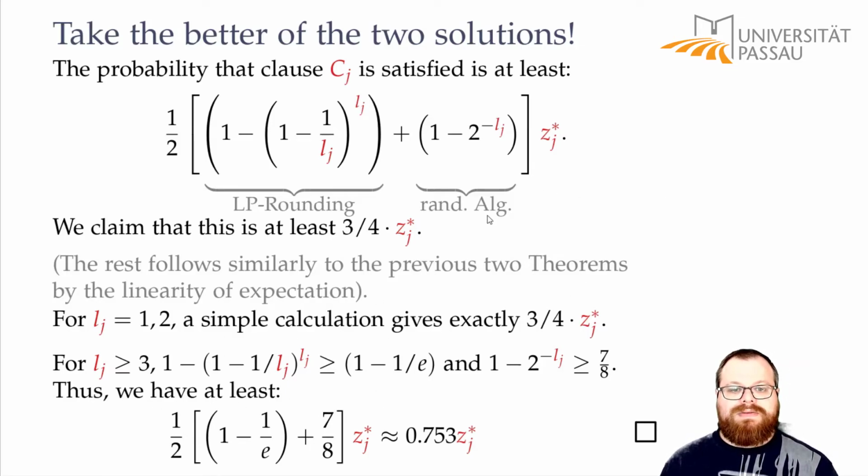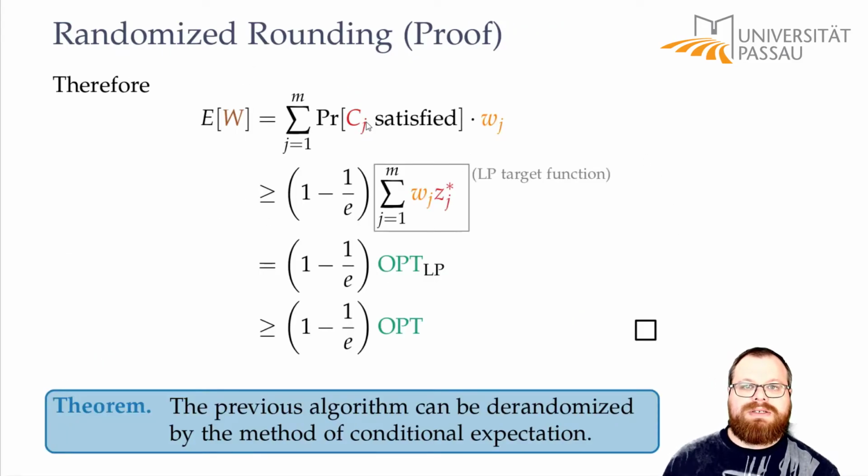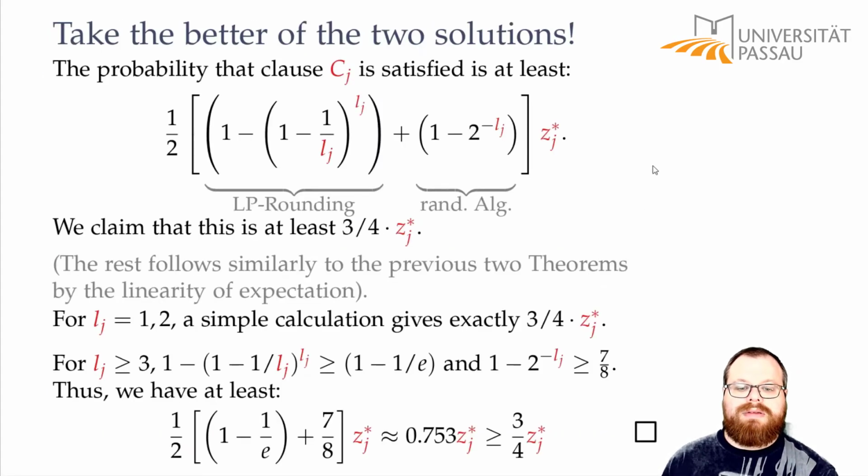And that means for every clause, the probability that it is satisfied is at least 3/4 times its assignment in the optimum of the LP relaxation. And then we can continue exactly as here. We have the probability that it is satisfied, which is 3/4 times z_j star. So instead of 1 minus 1/e, here we have a 3/4, and then we get a 3/4 times opt. So this whole algorithm gives us a 3/4 approximation.